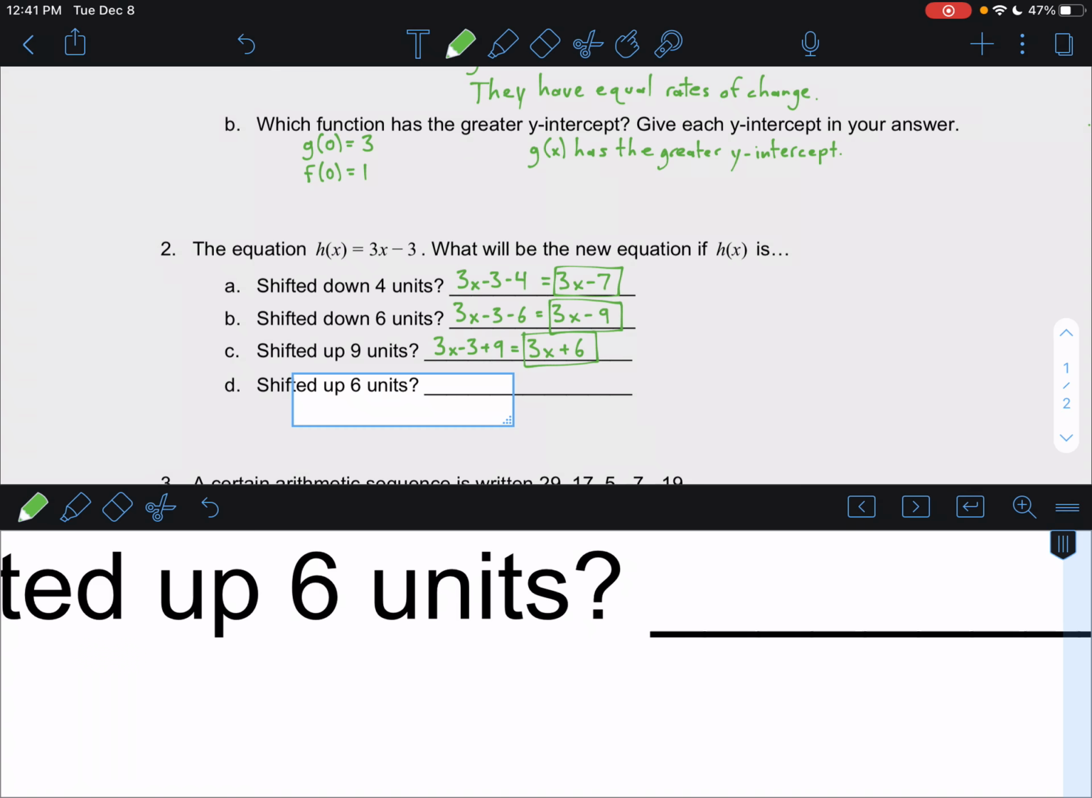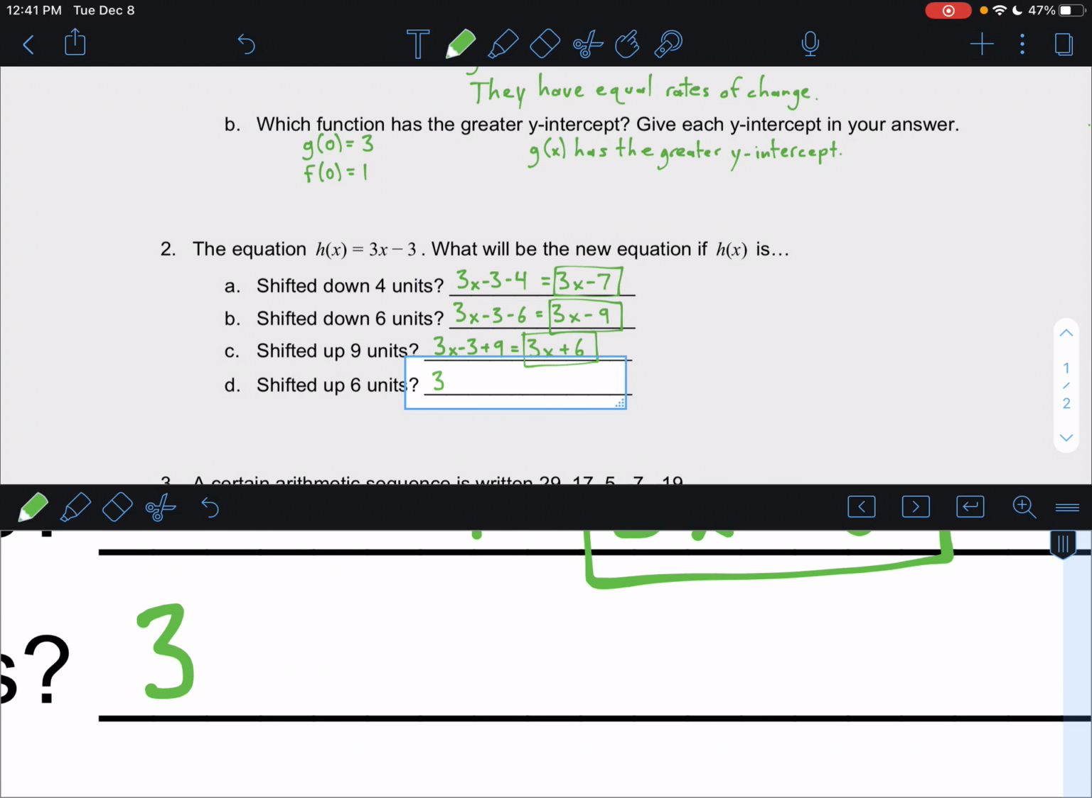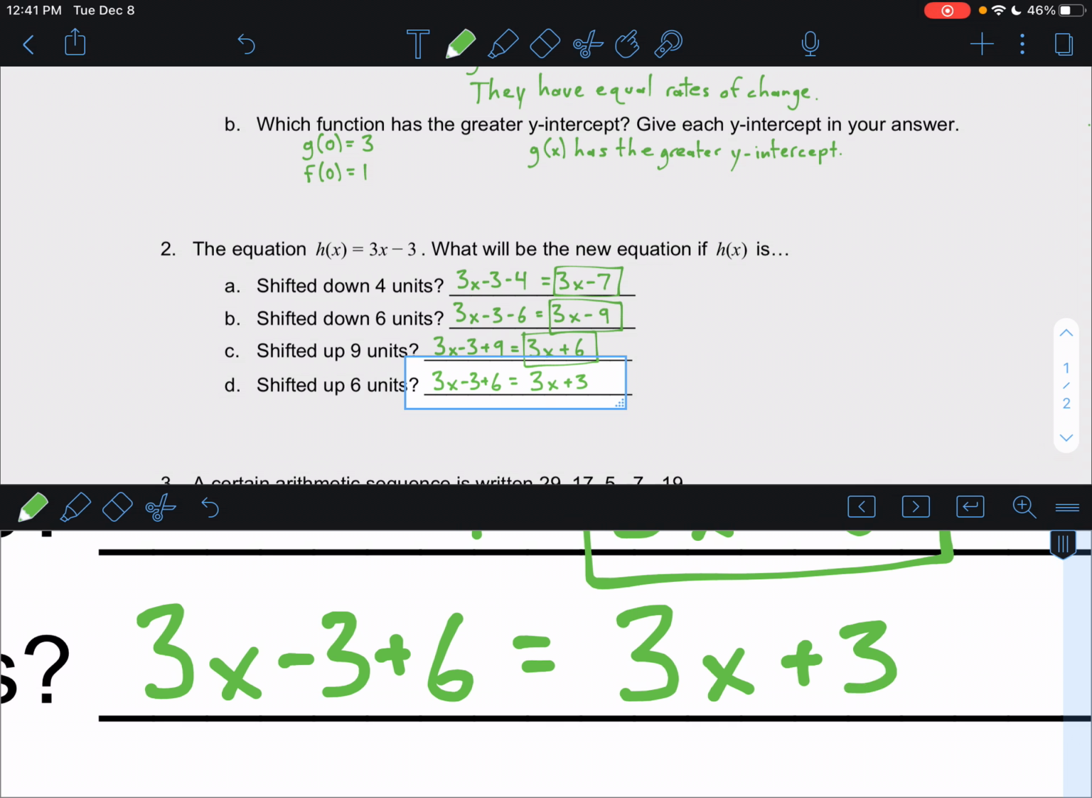And finally, up 6 units, 3x minus 3, and then I want to shift it up 6, so I'm adding 6. So minus 3 plus 6 comes out to plus 3. So I'm just going to have 3x plus 3.